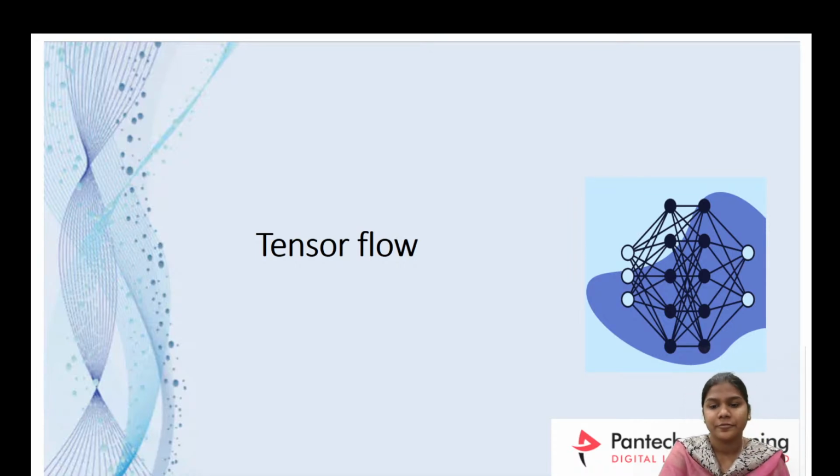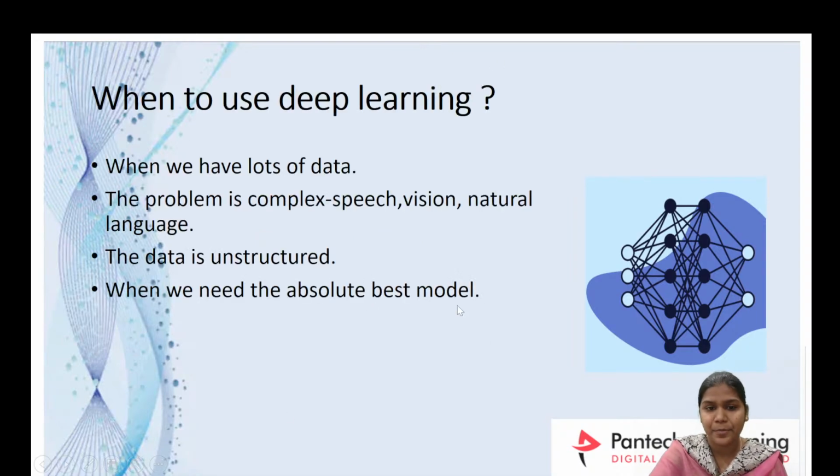Fine. Let us go to slide number 1. When do we use deep learning basically? When we have lots of data and the problem is complex, something like speech recognition, vision, audio, video, and natural language, input like a sentence or paragraph. Wherever we have problem statements related to these as my input data, there we can use deep learning neural networks, where the data is unstructured. It's not clearly mentioned what type of data it is. We also use deep learning neural networks when we need an absolutely perfect model for our problem statement.